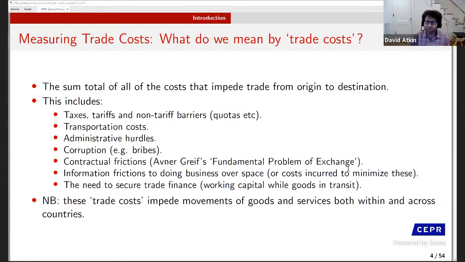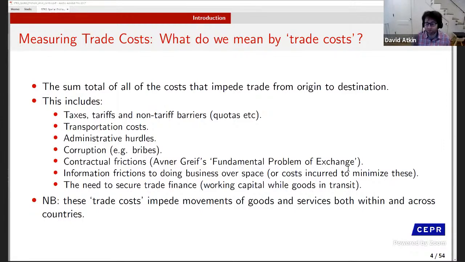Okay, so in terms of measuring trade costs, what do we mean by trade costs? Well, broadly speaking, we're talking about all the costs that impede trade from moving between an origin O and a destination D. And that covers a range of things. The most well-known types of trade barriers are taxes or tariffs or transportation costs, like the cost of going across roads. But of course, there are many other impediments to the movement of goods, everything from the need to pay bribes or corruption to contractual frictions, which are much more severe across space.